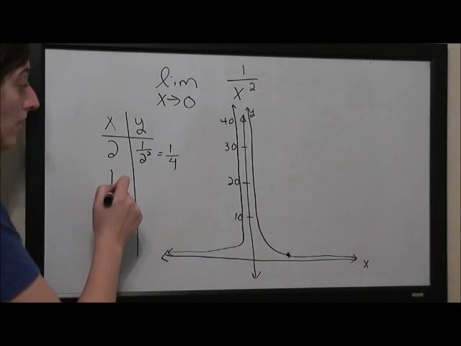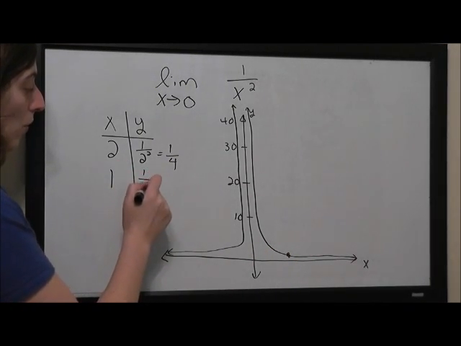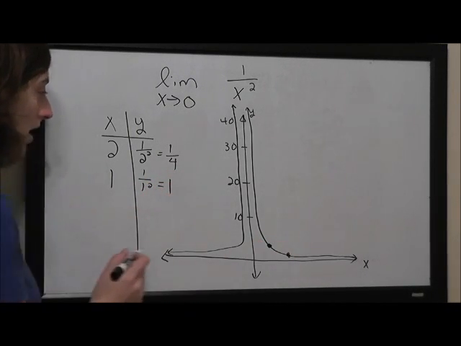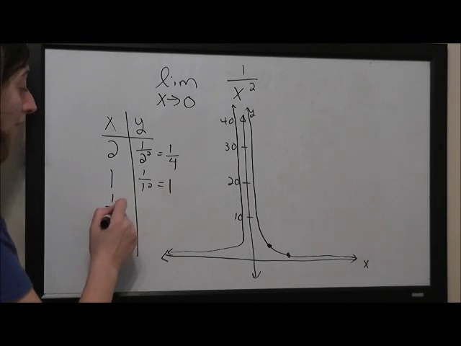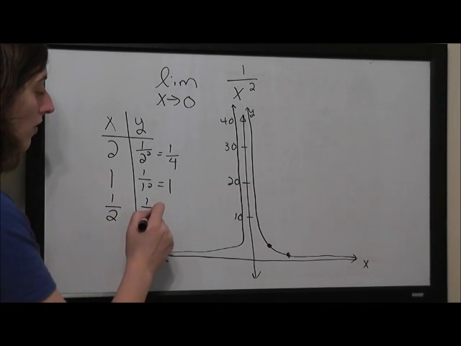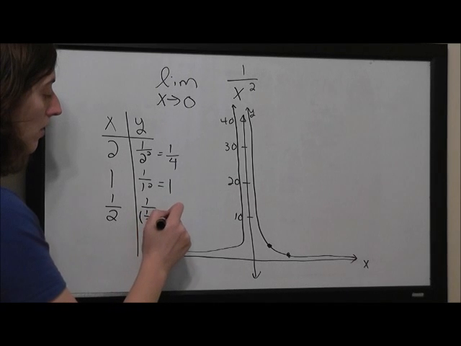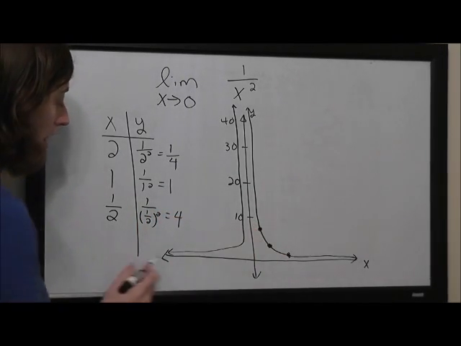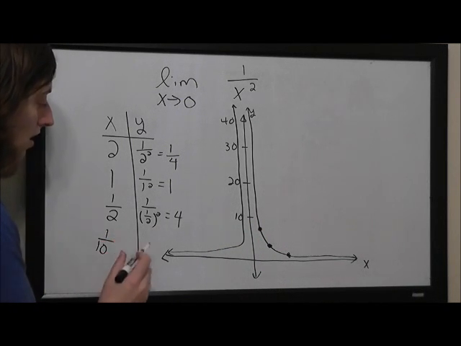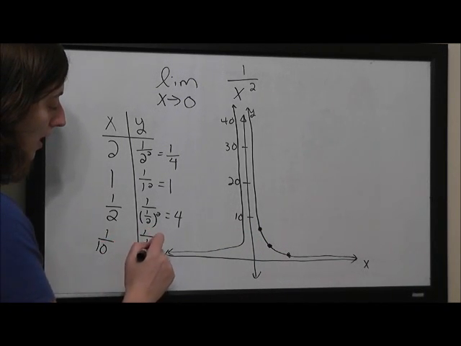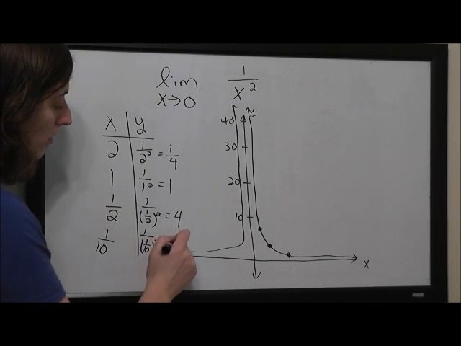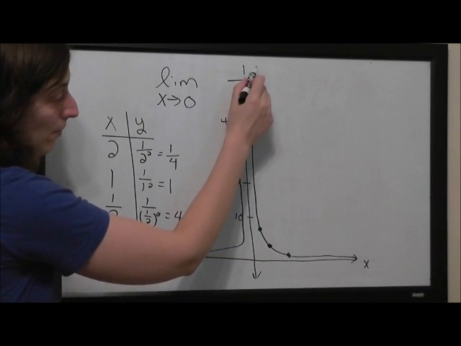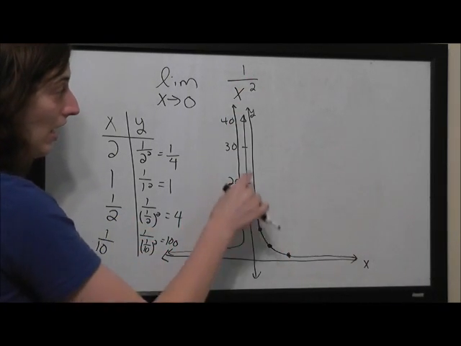And then we can pick 1 and plug it in. So I get 1 over 1 squared, or 1, and we can draw that on here. And then maybe a half to see what happens. So I'd have 1 over 1/2 squared, which gives me 4. So we can go ahead and draw that. And maybe a tenth. So I get 1 over 1/10 squared, which is 100. So we could draw that, which would be way up there. And then we can just connect the dots.